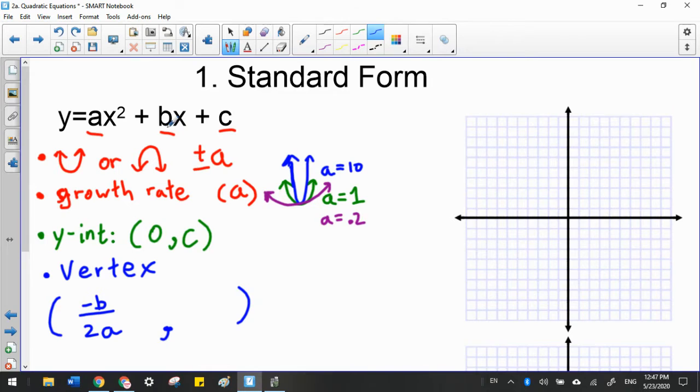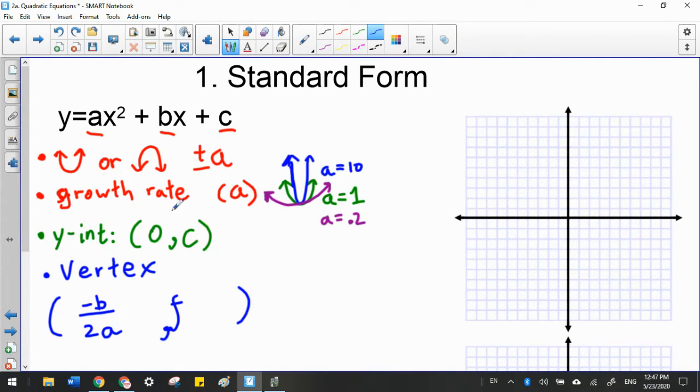As in whatever the b value is, take the negative version of it divided by 2 times a. And that's going to give you the x value of the vertex. And you should know now that anytime you have an equation and you know the x value, you just plug it into the equation to get the y value. In this case, it is no exception.